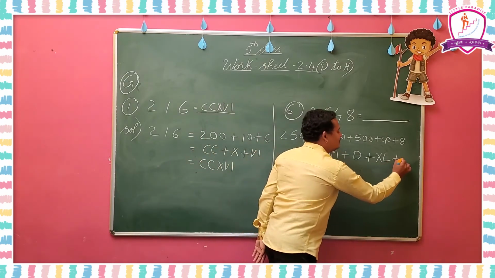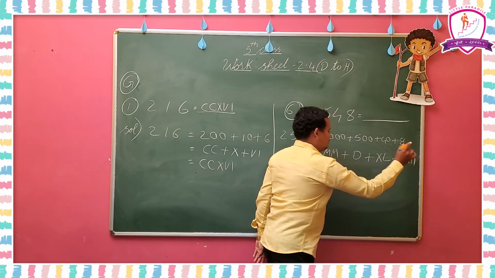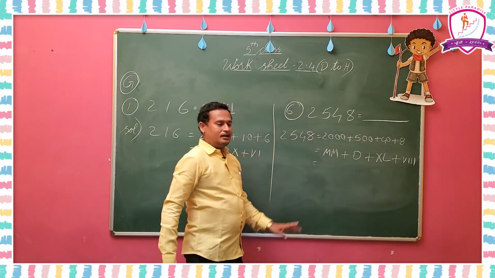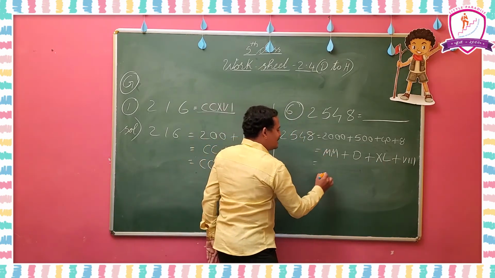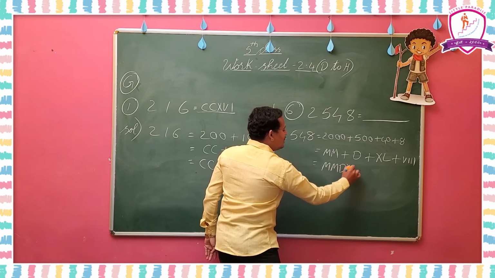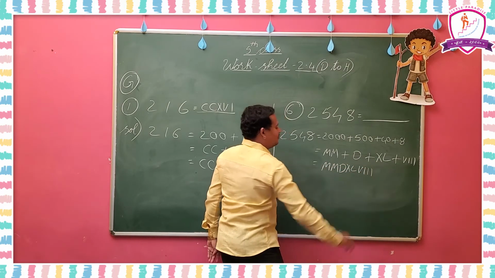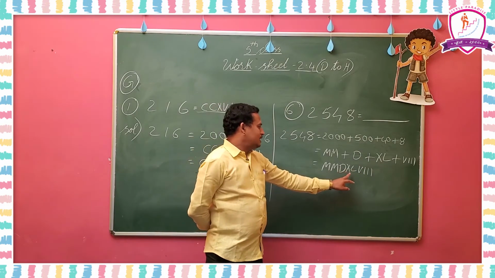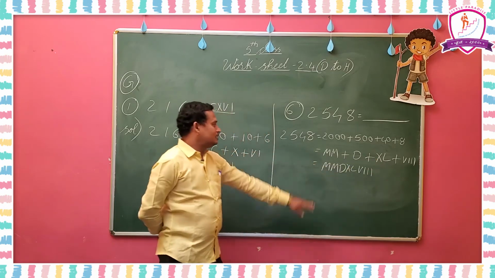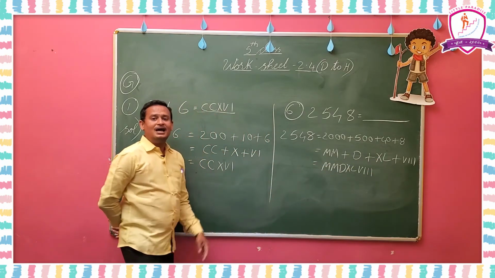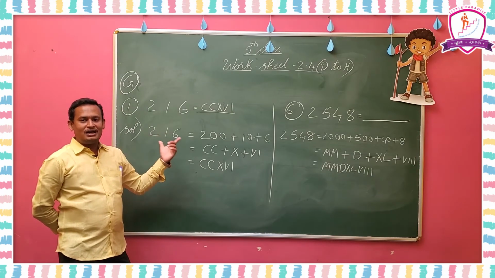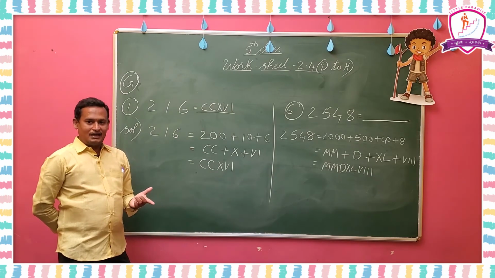Okay. So 8 is VIII: V means 5, 6, 7, 8. Like that you have to. Remove the plus and write the symbols together. Then we will get the Roman number for the given number: M, M, D, X, L, V, I, I, I. Like that you have to write the Roman numeral for the given Hindu Arabic number. We have Hindu Arabic numbers, and we have to write the Roman numerals for the given numbers.